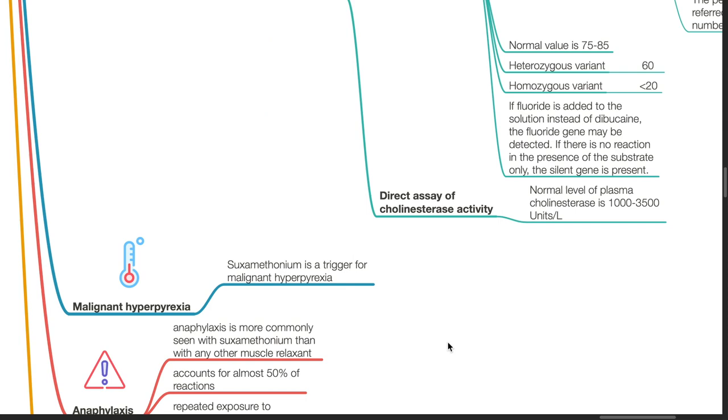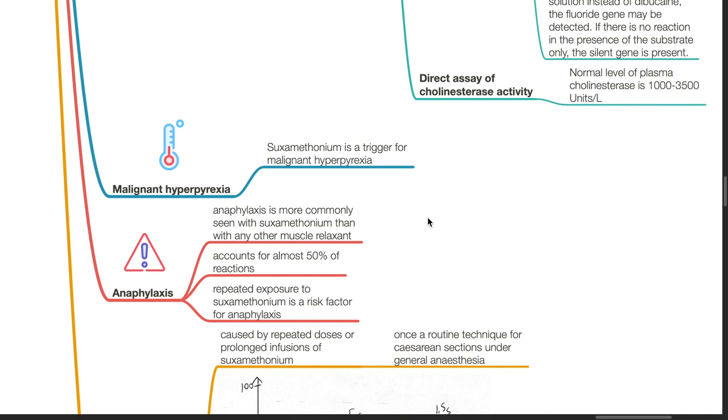Succinylcholine is a trigger for malignant hyperpyrexia, and anaphylaxis is more commonly seen with succinylcholine than with any other muscle relaxant and accounts for almost 50% of the reactions. Repeated exposure to succinylcholine is a risk factor for anaphylaxis.